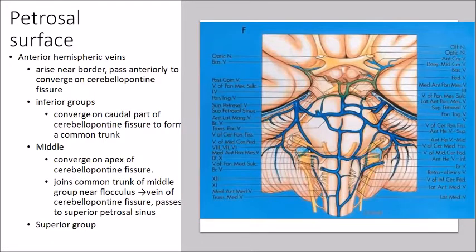They converge on the caudal part of the cerebello-pontine fissure to form a common trunk, and middle anterior veins converge on the apex of the cerebello-pontine fissure and join the common trunk of the middle group near the flocculus, forming the vein of the cerebello-pontine fissure, which passes to the superior petrosal sinus.